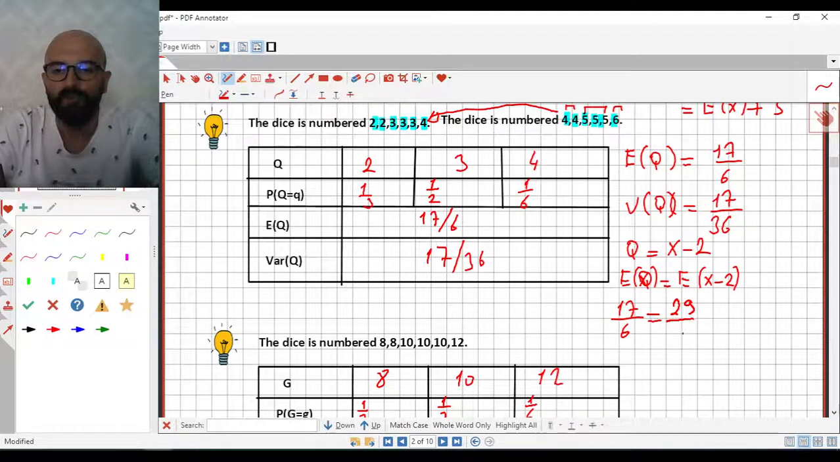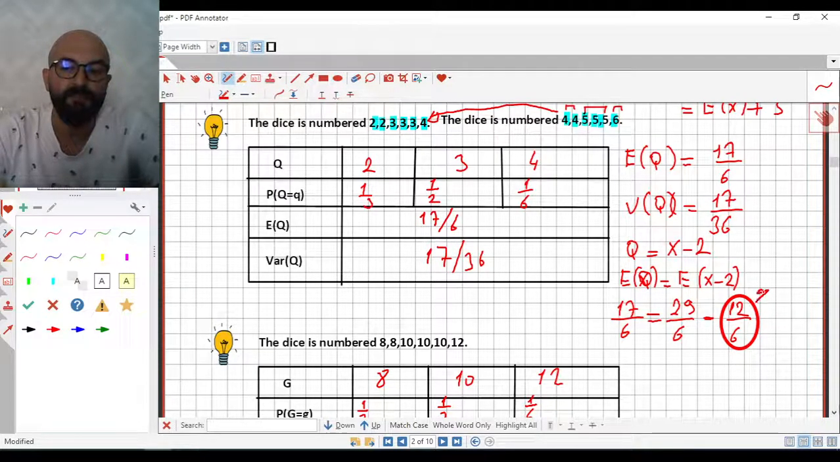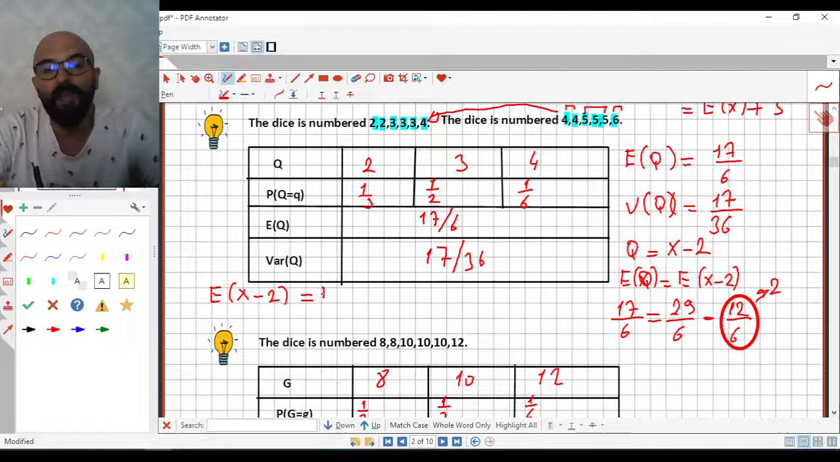If I subtract 12 over 6 from 29 over 6, I can find 17 over 6. And 12 over 6 means 2. So we can find this result: the expected value of X minus 2 means the expected value of X minus 2.